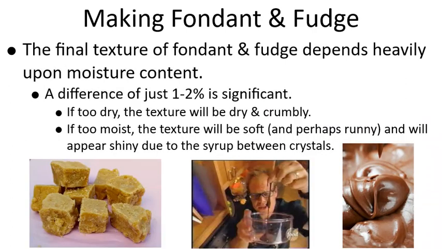The final texture of fondant and fudge depends heavily upon moisture content. A difference of just 1 to 2% is significant. If it's too dry, the texture will be dry and crumbly, like the image on the left. If it's too moist, the texture will be soft and perhaps even runny and will appear shiny due to the syrup between the crystals, allowing the mass to slowly flow. If you're making the fudge for this week's experiment, don't be discouraged if it turns out a bit dry or wet. Simply adjust how long you let the mixture boil for the next time.